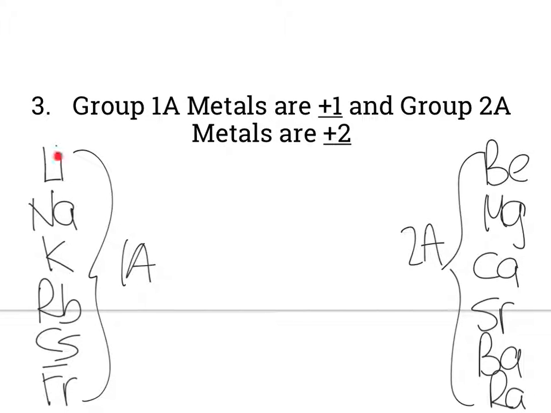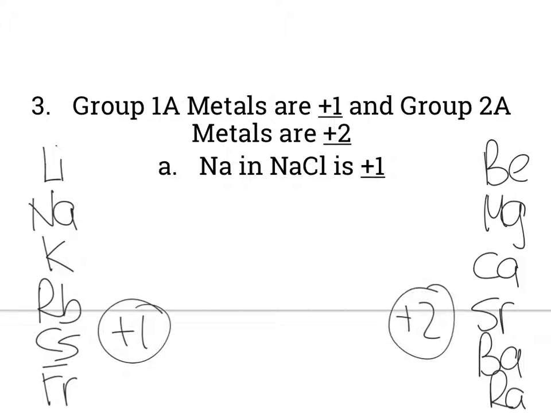That means that every single one of these in a compound is going to have an oxidation number of positive 1, and every one of these will have a positive 2. I don't know how I can remember that, Mr. Booth. Well, it has a 1 in the 1A, so it's got a 1 oxidation. It's got a 2, so it's 2. There you go. You know how to learn it. For example, let's get some practice. Sodium in NaCl is plus 1. Sodium is a 1A metal. It's got a plus 1.